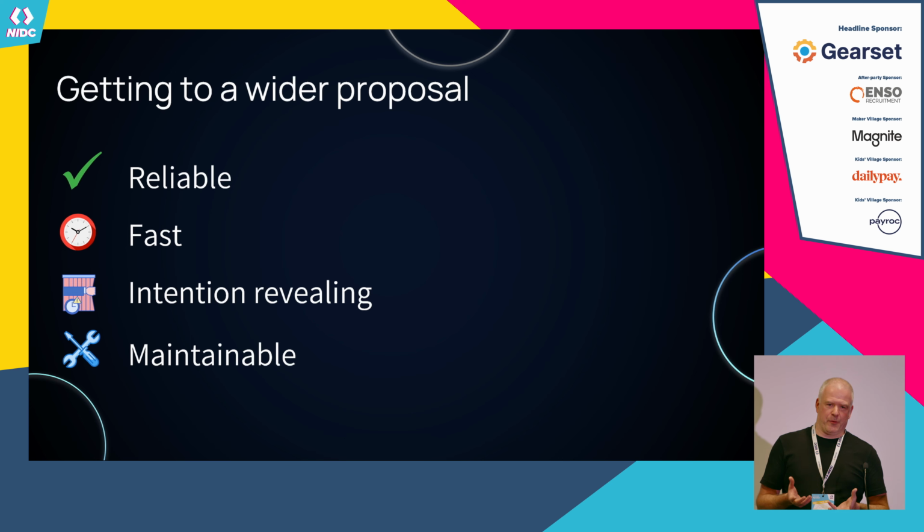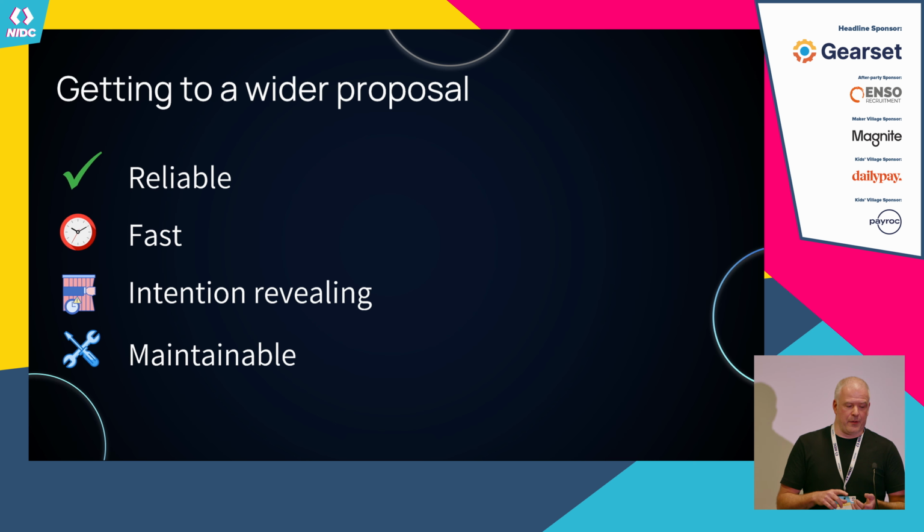But my boss wasn't going to be writing these tests. And also, this particular problem that I'd solved was for a subset of our tests, just for some of the production monitoring. We needed something that fitted these attributes across the board: reliability, speed, and then some things that are maybe not talked about so much, being intention revealing and maintainability.